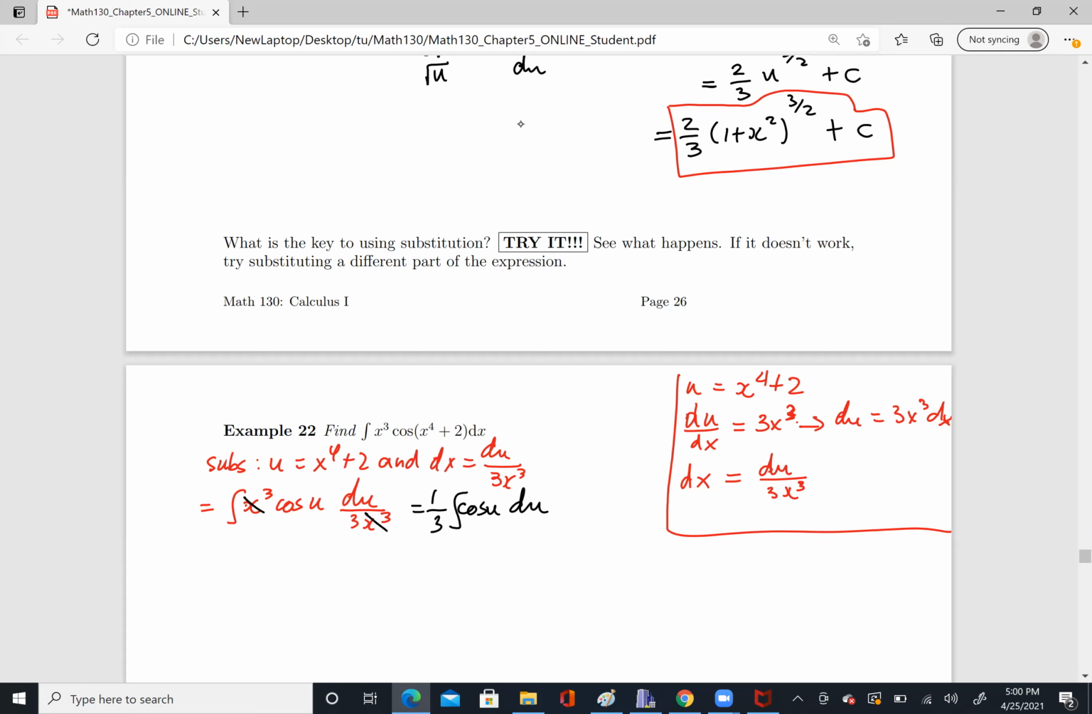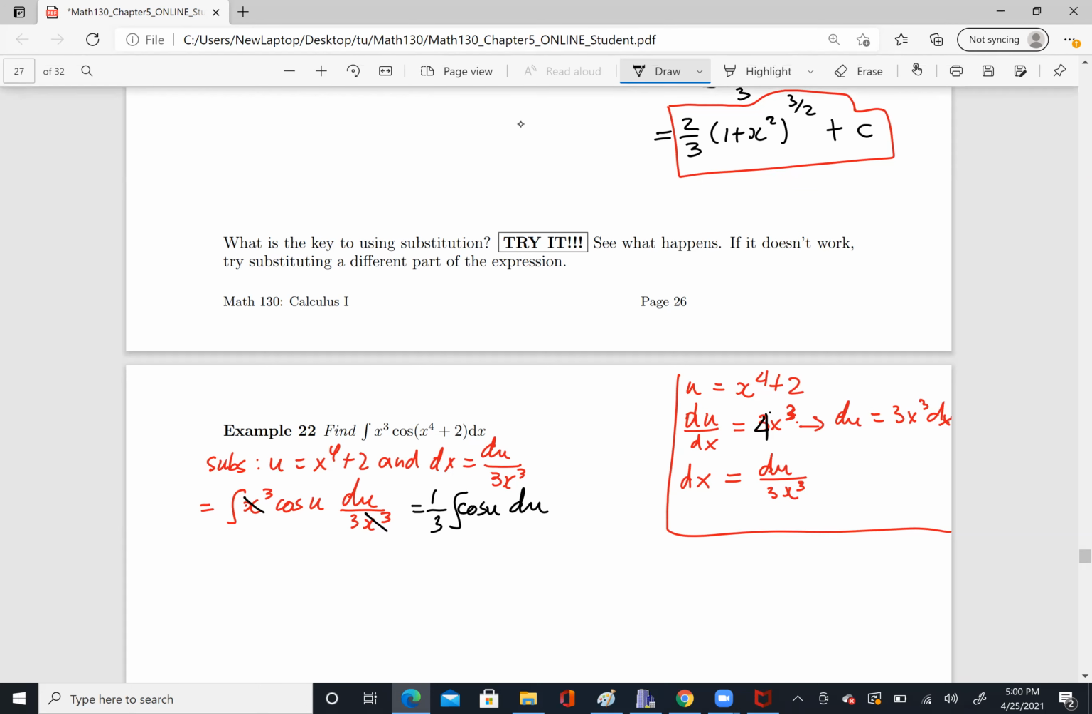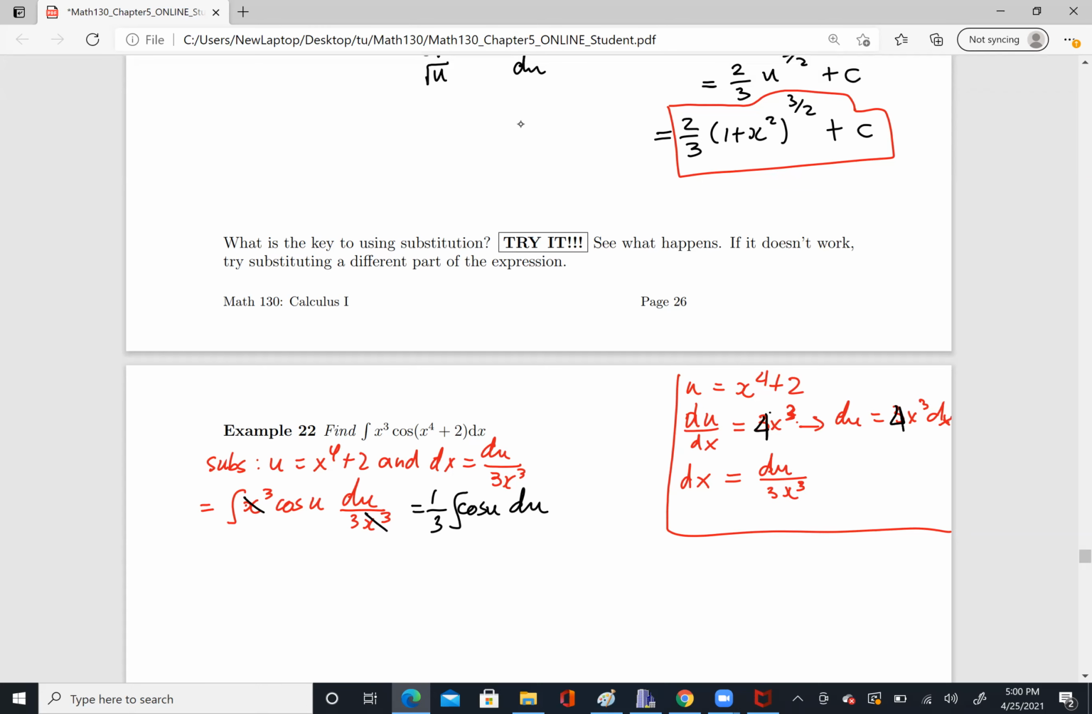Oh, I made a mistake. I saw that this number 3 should be 4, right? 4x cubed, sorry, yeah, 4x cubed. So then I have to change all the numbers to 4 here: 4, 4, and this is 4.